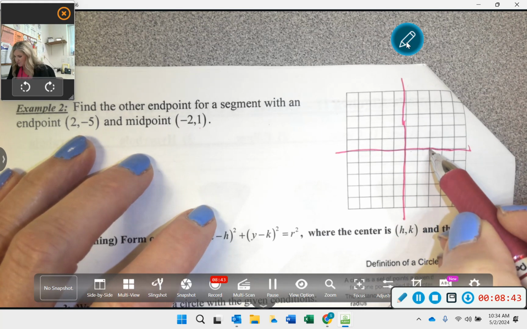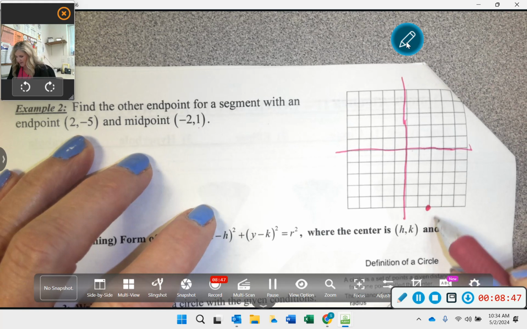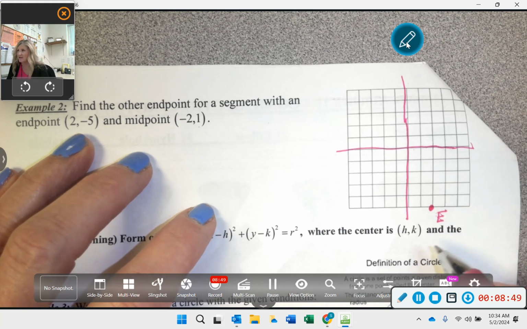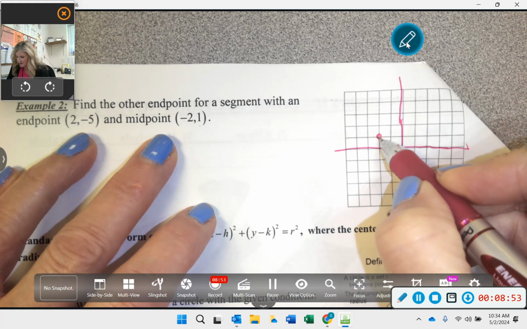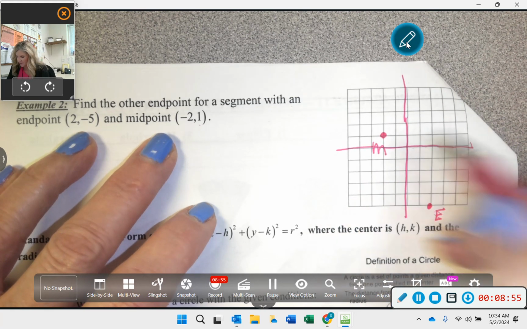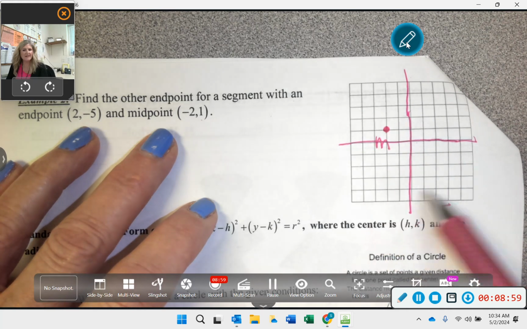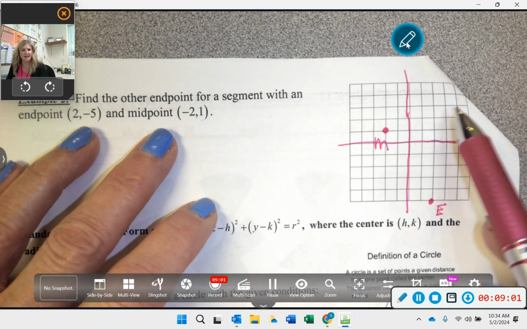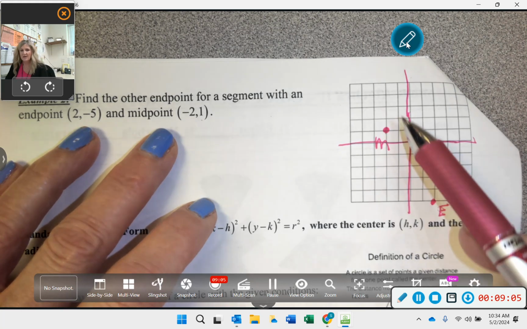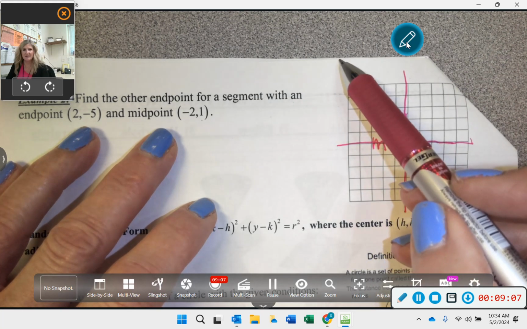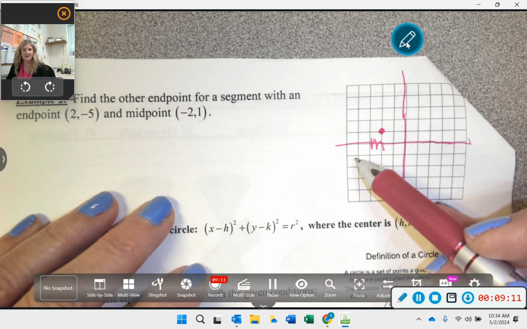So we've got 2, negative 5. There's my first point. That is an endpoint. I'm going to call it E. Then I have negative 2, 1. That is the midpoint. Which quadrant is the other endpoint going to be in? Quadrant 1, 2, 3, or 4? 2. It's going to be somewhere up here, isn't it? That's what we're trying to find, is the point that's somewhere up here.